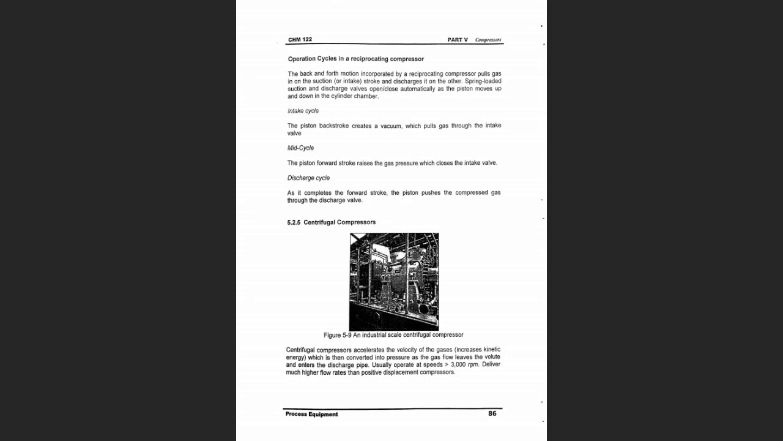And finally, the centrifugal compressors. The centrifugal compressor works exactly the same as the centrifugal pump. You have a shaft and a rotating impeller inside the casing. The gas flows right into the center of that impeller.